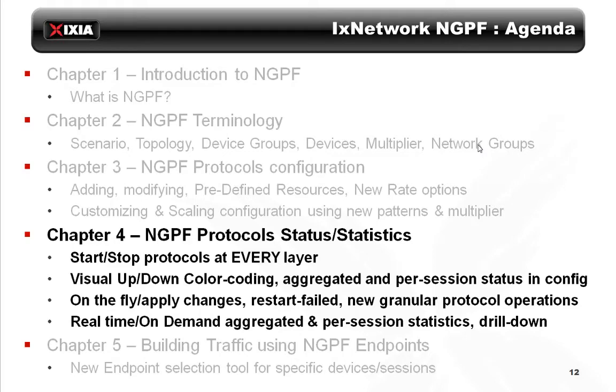Okay, in this chapter we're going to look at the NGPF protocol status and statistics. We're going to take our existing configuration, we're going to start it, and we're going to see all the visual color coding that comes along with it, how to start it at the very granular per session level, as well as at the very high test level and everywhere in between. We're going to watch how you make changes on the fly, restart failed only sessions, and basically all the new granular protocol options that are available for each and every session.